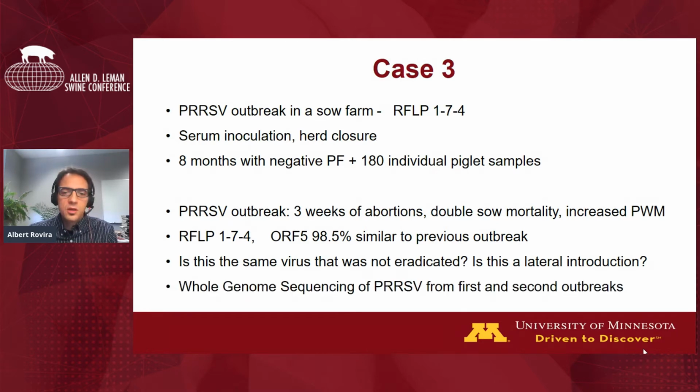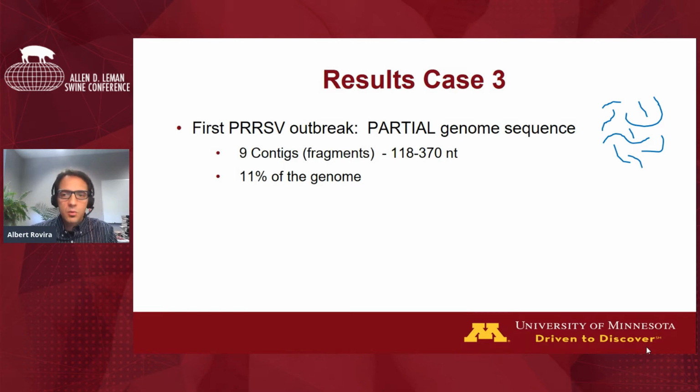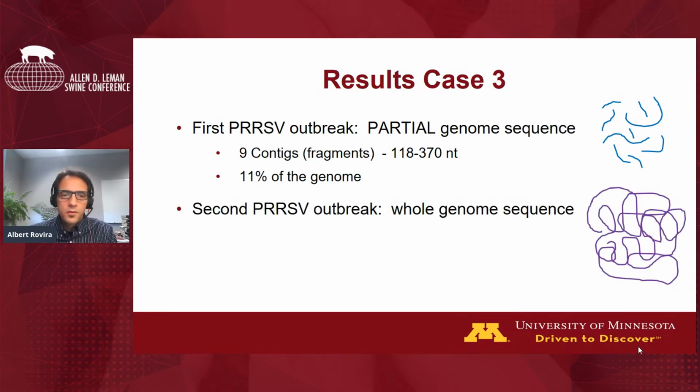So we did whole genome sequencing of one sample from the first outbreak and one sample from the second outbreak. For the first PRRS virus outbreak, we only got a partial genome sequence. We couldn't get the whole genome. Actually, what we got is something like this, little fragments here and there. And those were 9 contigs or fragments that we could put together. They range from 118 to 370 nucleotides, and that accounts for about 11% of the genome. For the second PRRS break, we got the whole genome sequence.